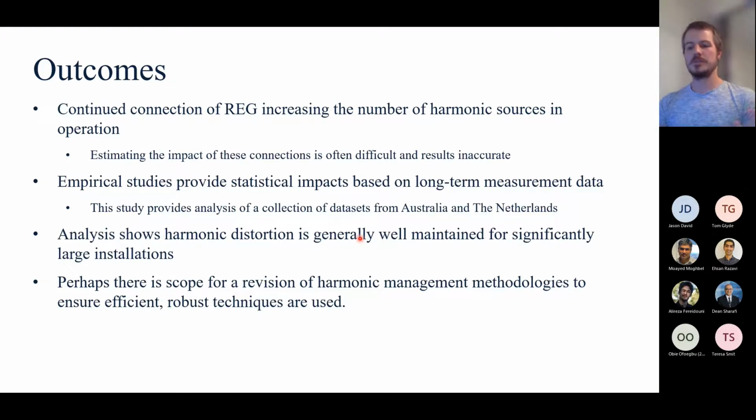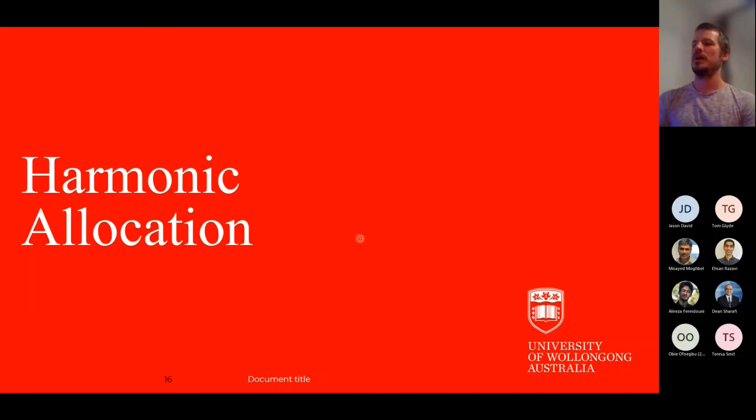But it gives us a good yardstick. It gives us something that we can hang our hat on and say, well, okay, we're not out of the woods yet. We obviously have some work to do, but we're not hitting these doomsday levels of harmonic distortion. So that brings us to harmonic allocation.